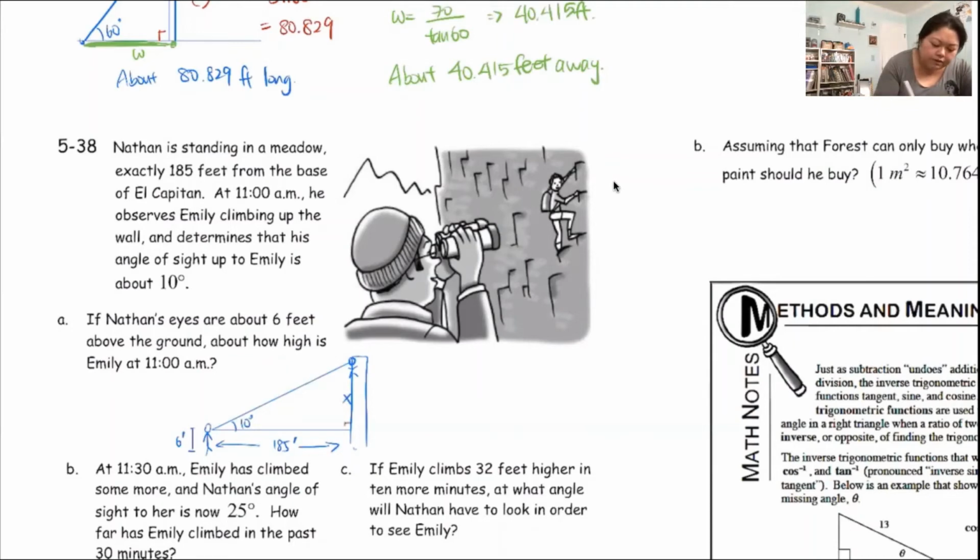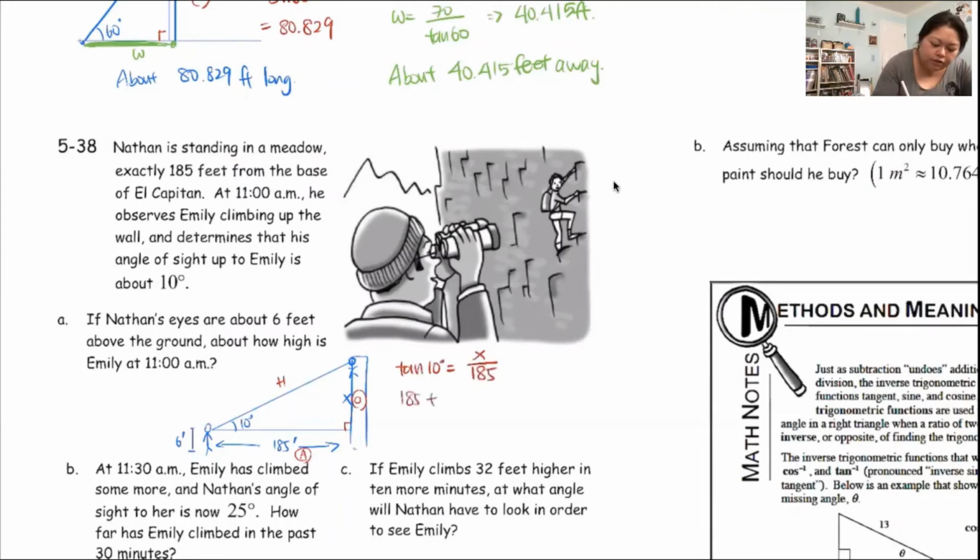That's your x. So again, now look at what we know. We know El Capitan, the floor is 90 degrees. So then this must be my hypotenuse. I got nothing there. That's okay. The 10 degrees is my angle. So this 185 is my adjacent and this is my opposite. So I have adjacent and opposite. I need to use tangent. So tangent of 10 degrees equals opposite over adjacent.